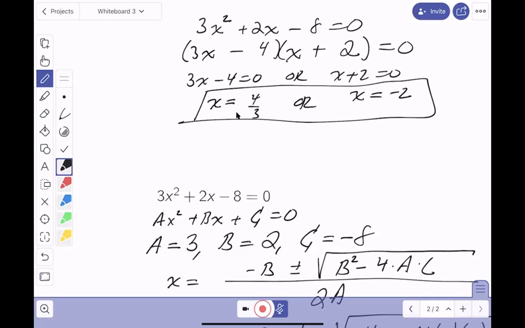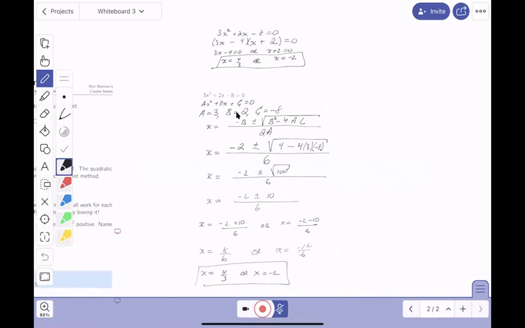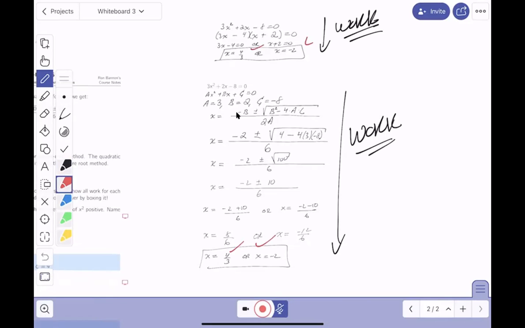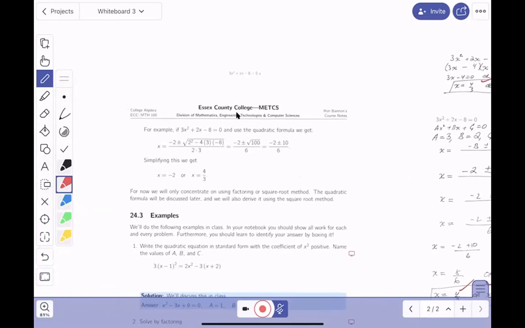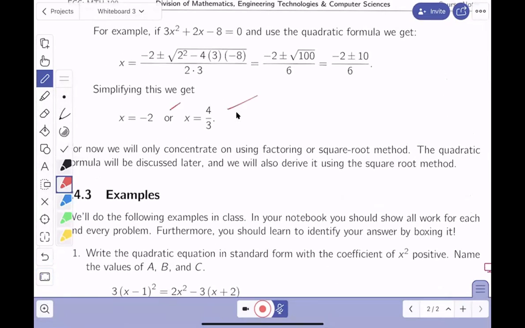The quadratic formula was a lot of work for me, but does it lead to the same answer? Let's take a look. You can see the amount of work difference though, right? Look at all the work over here. Work, work, work. The work over here is really simple. Do we get the same answer? Of course we do. 4/3 or minus 2. Let's go back to the key. And we see in the key 4/3 or minus 2.